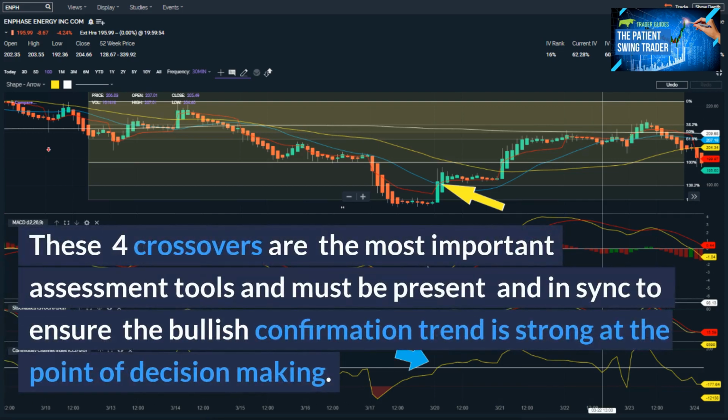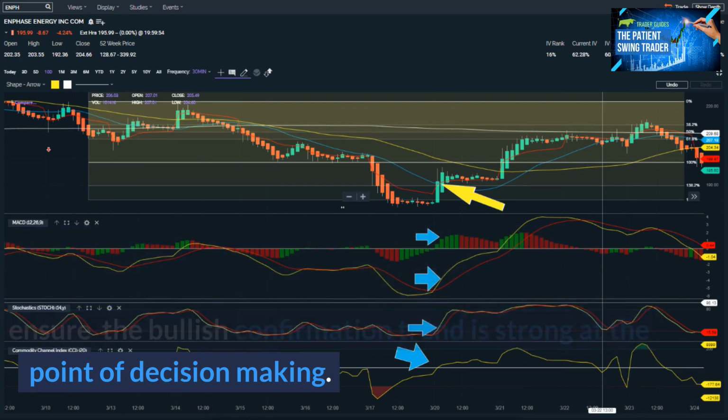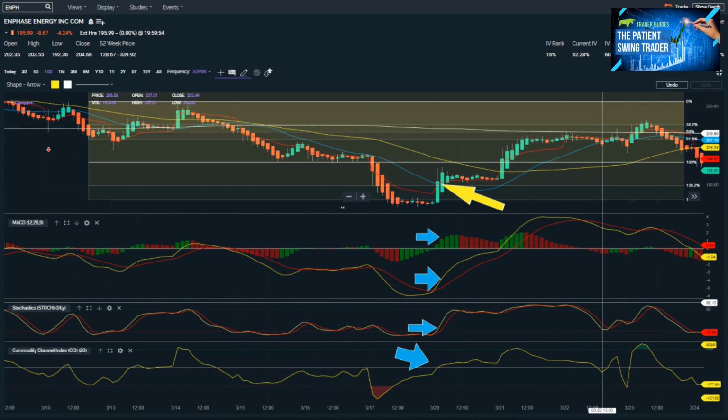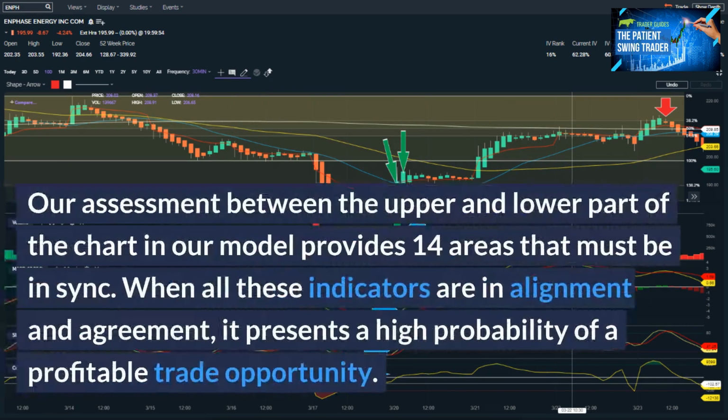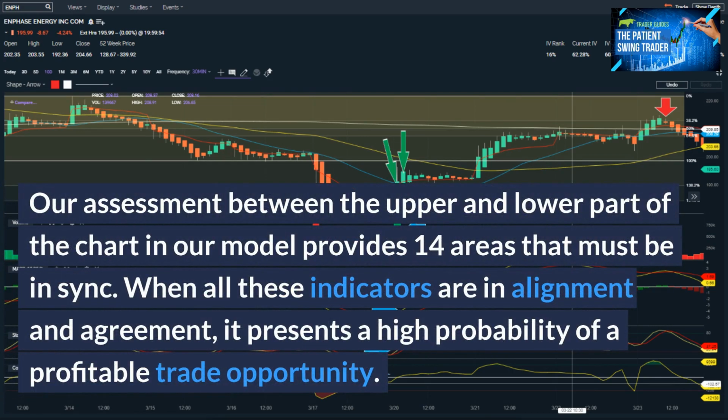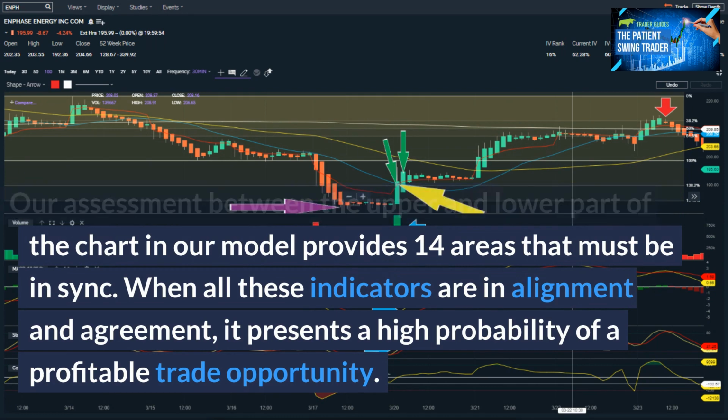These 4 crossovers are the most important assessment tools and must be present and in sync to ensure the bullish confirmation trend is strong at the point of decision making. Our assessment between the upper and lower part of the chart in our model provides 14 areas that must be in sync. When all these indicators are in alignment and agreement, it presents a high probability of a profitable trade opportunity.